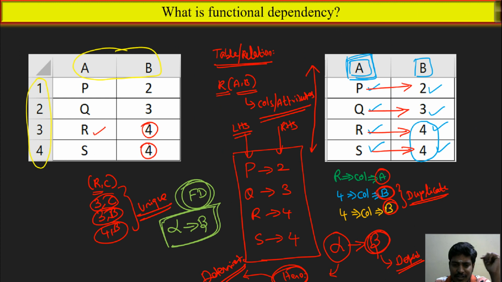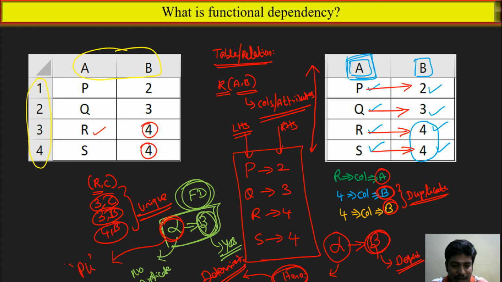Answer my question, my dear friends. Whether alpha contain duplicate? No duplicate. Whether beta can contain duplicate? Yes, duplicate is allowed. Okay. In database management system, you have discussed one thing called primary key that should not contain duplicates. Here alpha does not contain duplicate. Then we can say that alpha is the primary key. That does not contain duplicate.